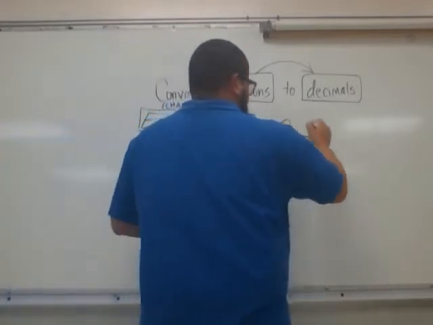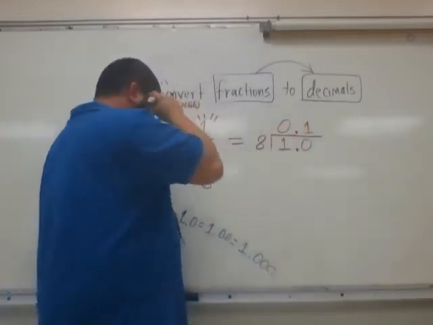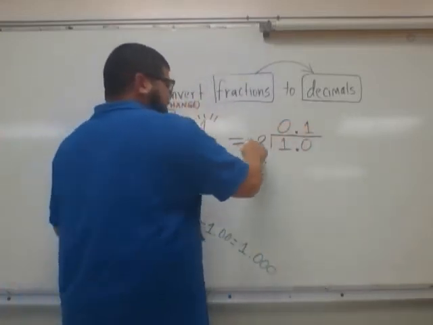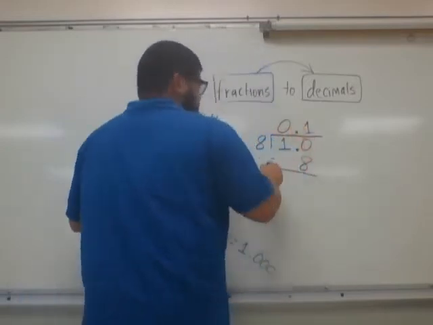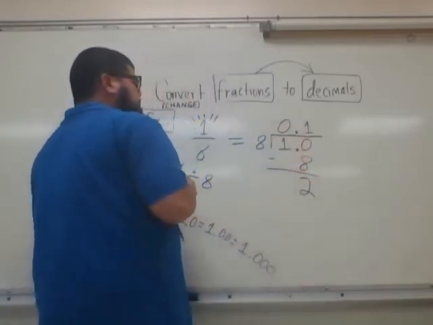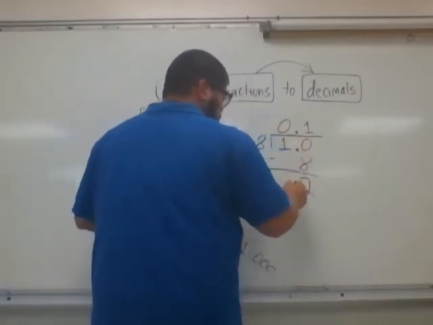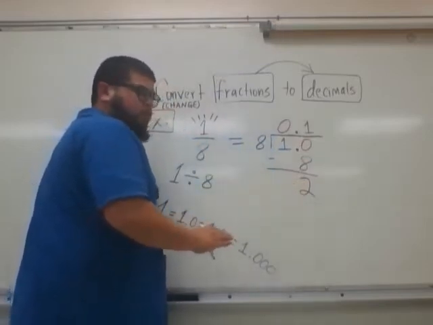1 time. Very good. 8 times 1, we're going to get 8. 10 minus 8, we get 2. And then now we have a remainder. Remember, we don't want remainders. We talked about that before too.